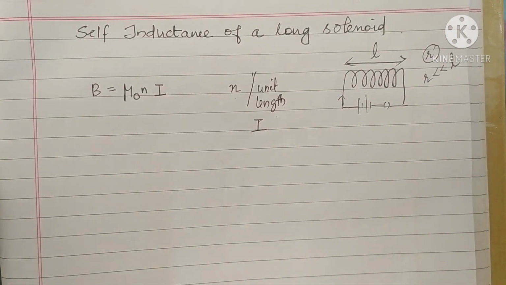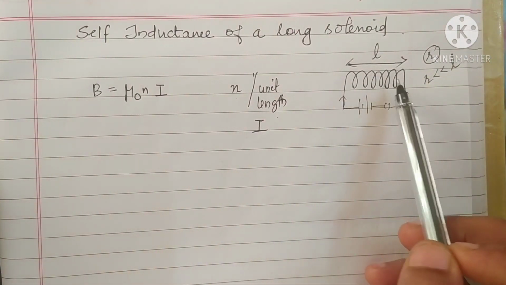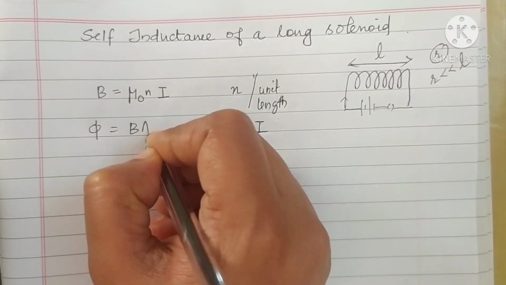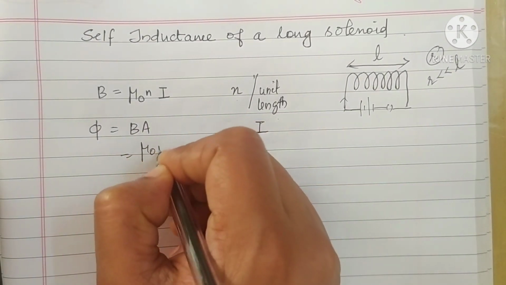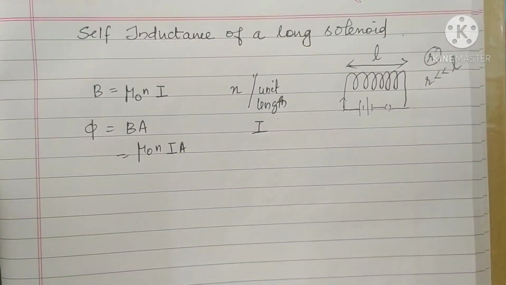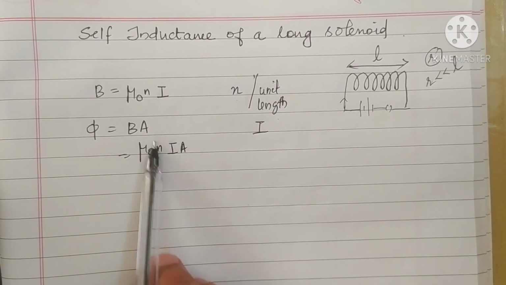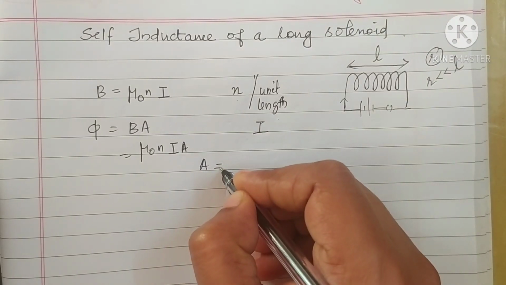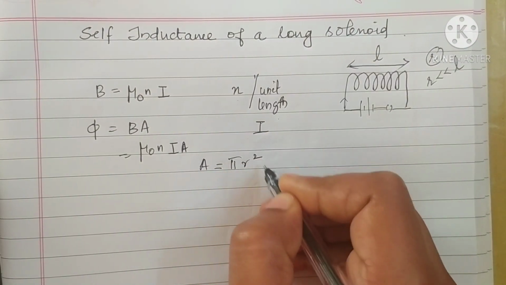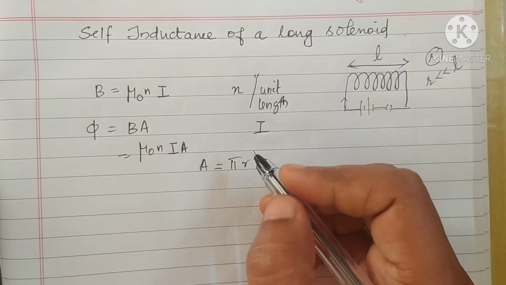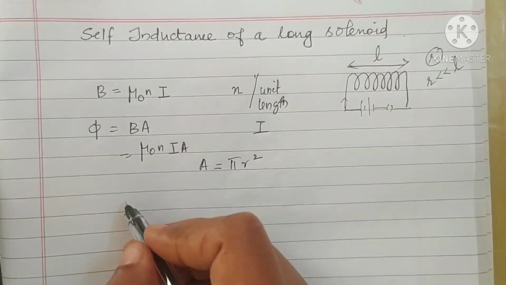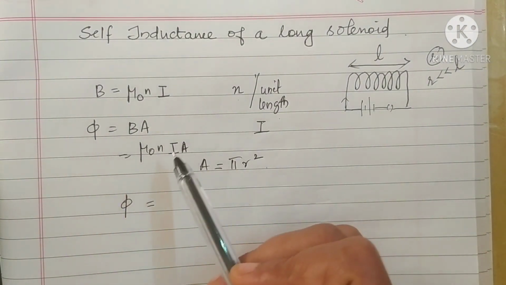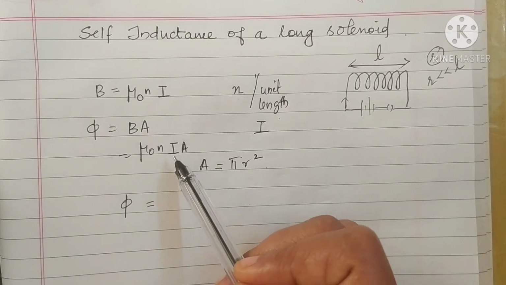Now, since there is a change in the magnetic flux linked with each turn, the flux is given as B A, and you can write mu naught n I A. Clear? For B, mu naught n I, so mu naught n I into A. This A is taken as the area of cross section of the solenoid, which is pi r squared. This is the expression for a single turn.